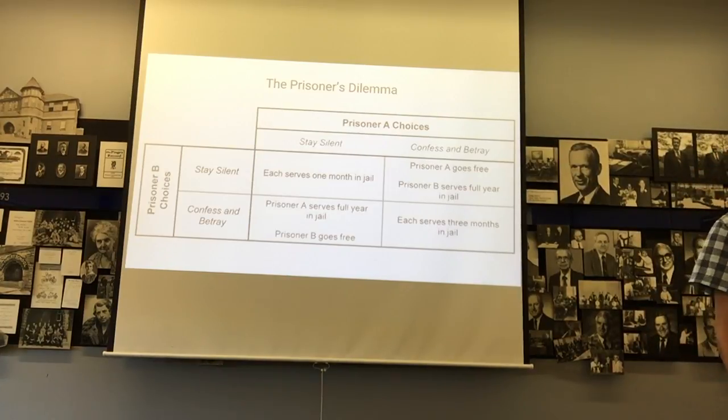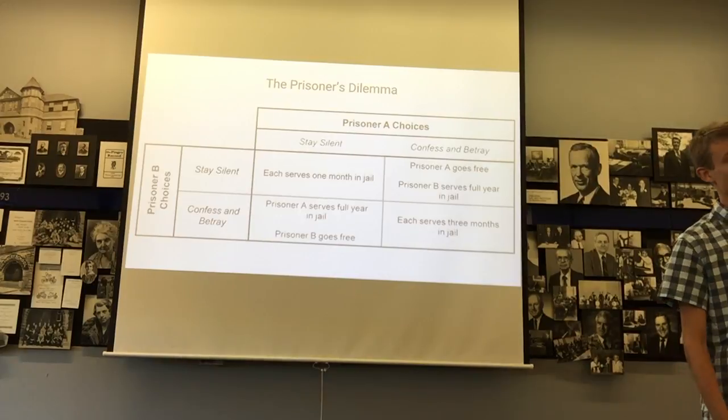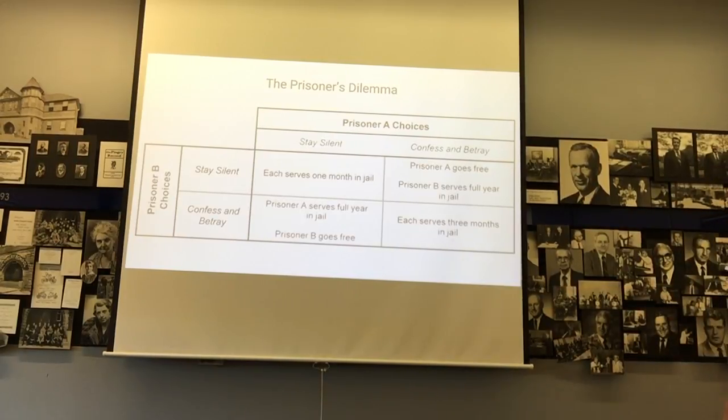And the police come to you and they basically say, okay, we're going to do this ultimatum. You can talk to us or you can stay silent. And if you both talk, if you and your friend both talk, you both have to spend 3 months in jail. If you talk and your friend does not, you get to go free and your friend has to spend a full year in jail.